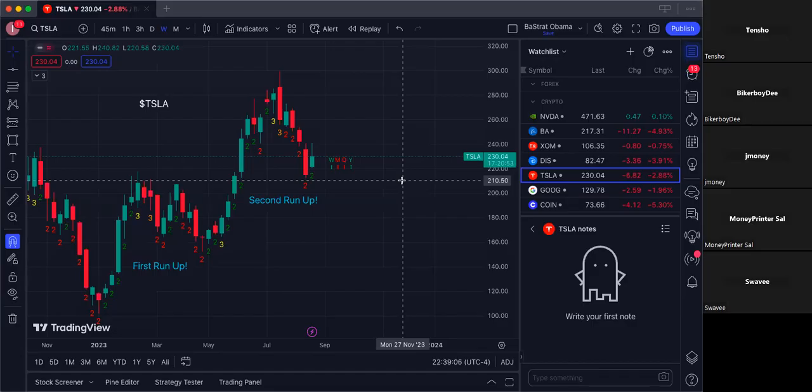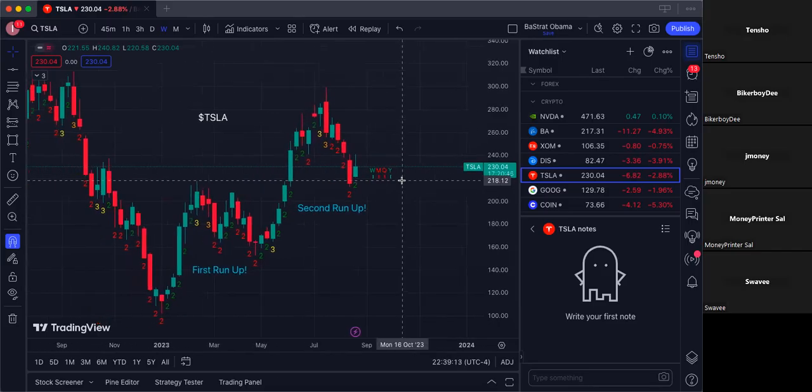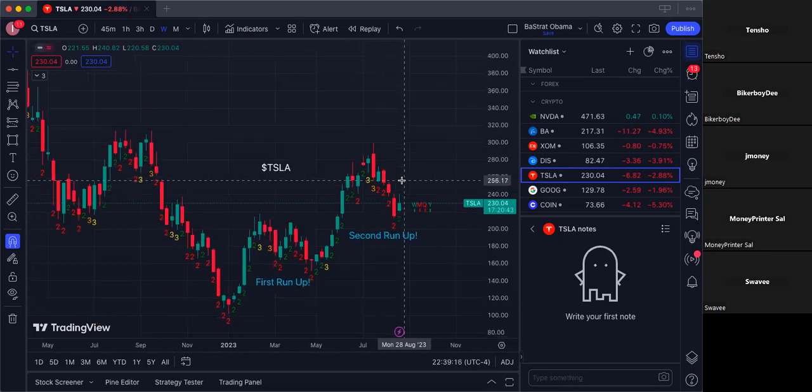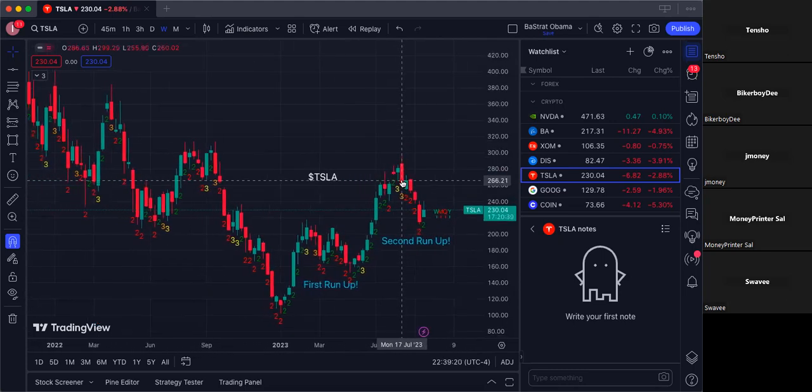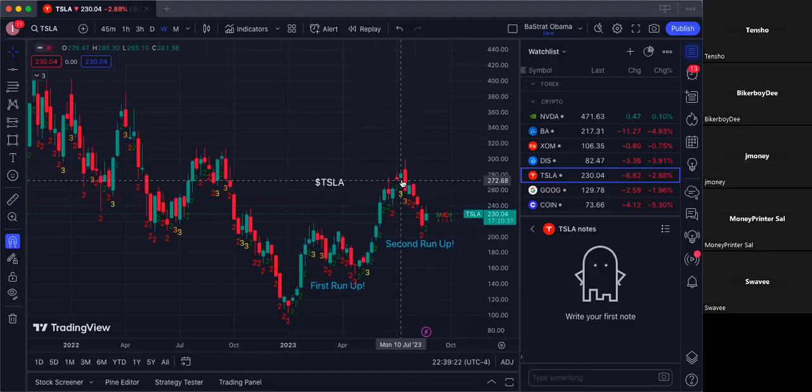You can even see the broadening formations. If you would have played these broadening formations right, even on the weekly or whatever, you could have got Tesla both ways, up and down. Honestly, you really could have. And that's what the broadening formations help with as well, with teaching that.